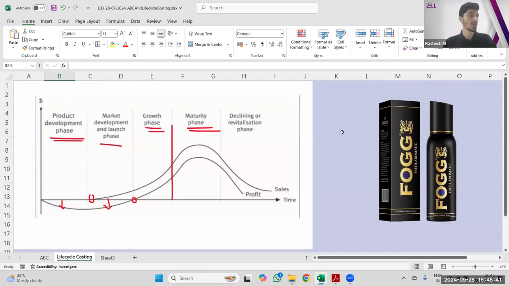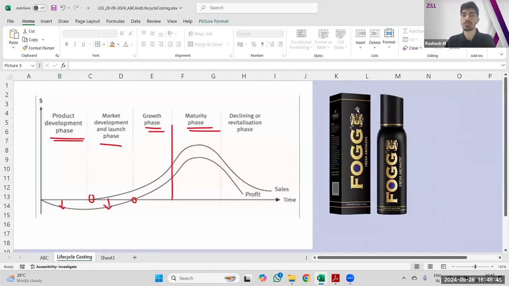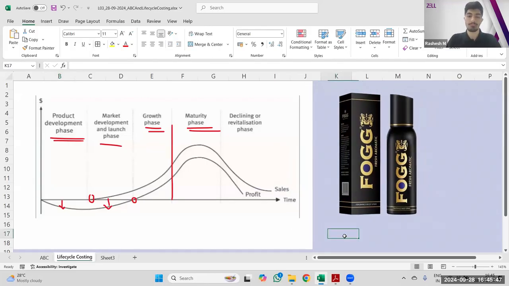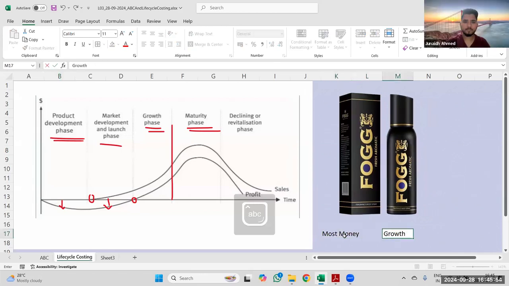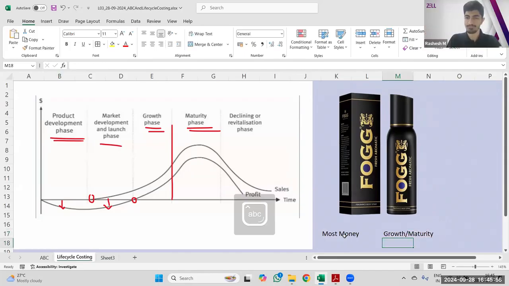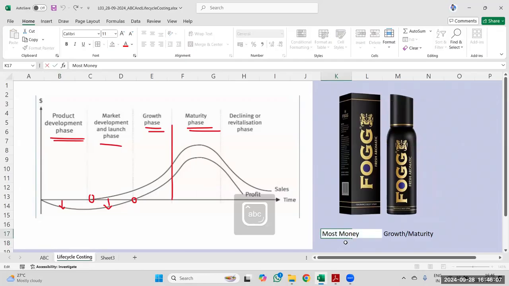All right. So if I ask you a question then, at which phase am I making the most money? Growth phase. Maturity. Both, I can say. It's okay. Both. I'm making money is the difference. So I'm making the most money during my growth or maturity phase. When am I spending the most money? Development. Launch and development phase. Product development. Correct.